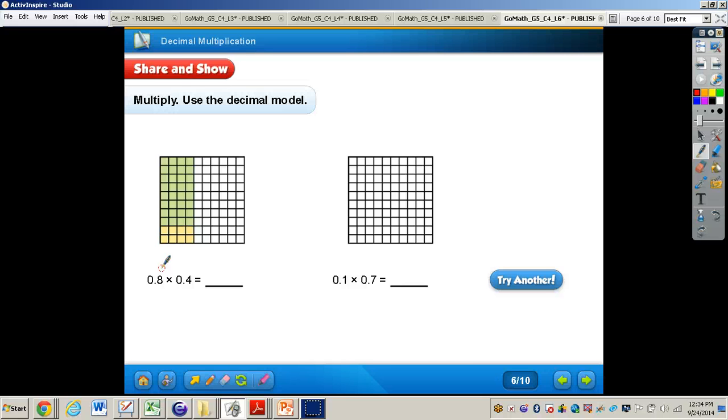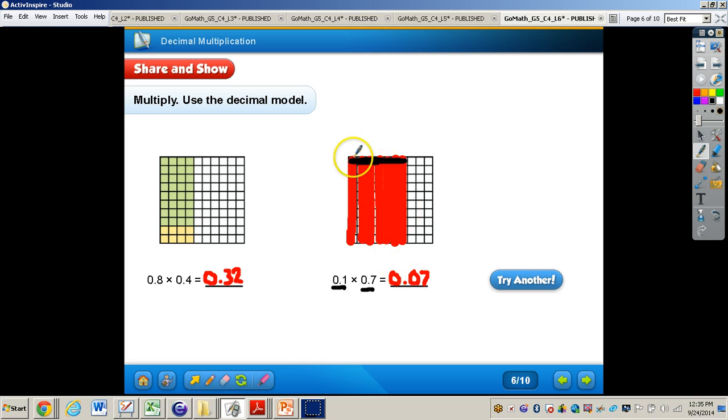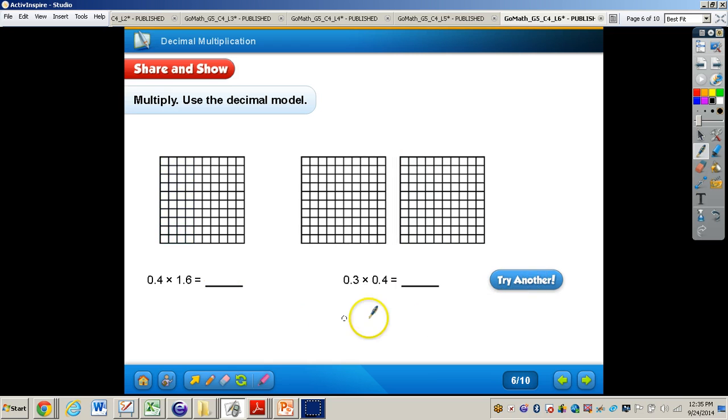So pause the video now. Okay, we have 32 hundredths and 7 hundredths for this one. It's kind of hard to see, but I had 7 rows shaded in, representing my 7/10, and then I had 1 row across representing my 1/10 of this, and a total of 7 squares for 7 hundredths. Now I want you to try these two at your seat. When you're finished, you can press play, and I will have the answers for you. So pause the video now.